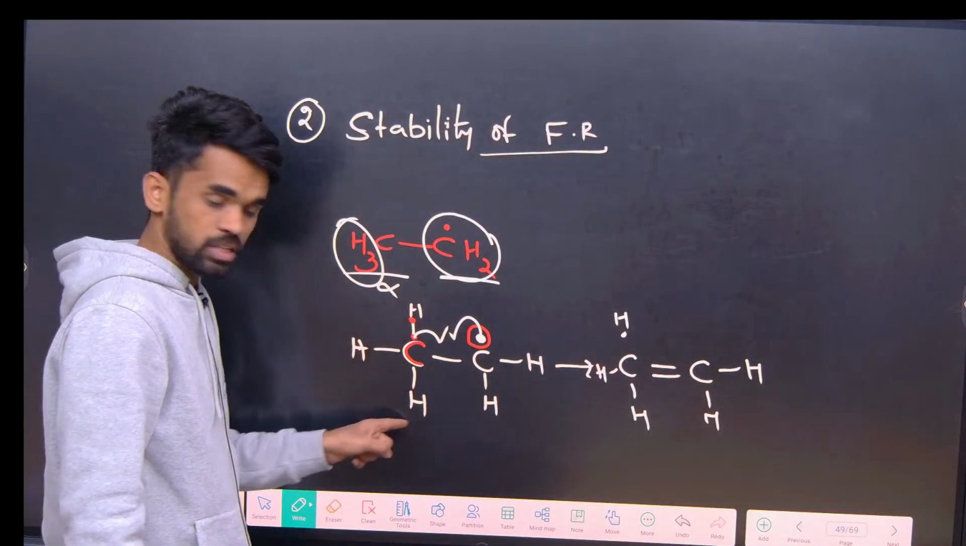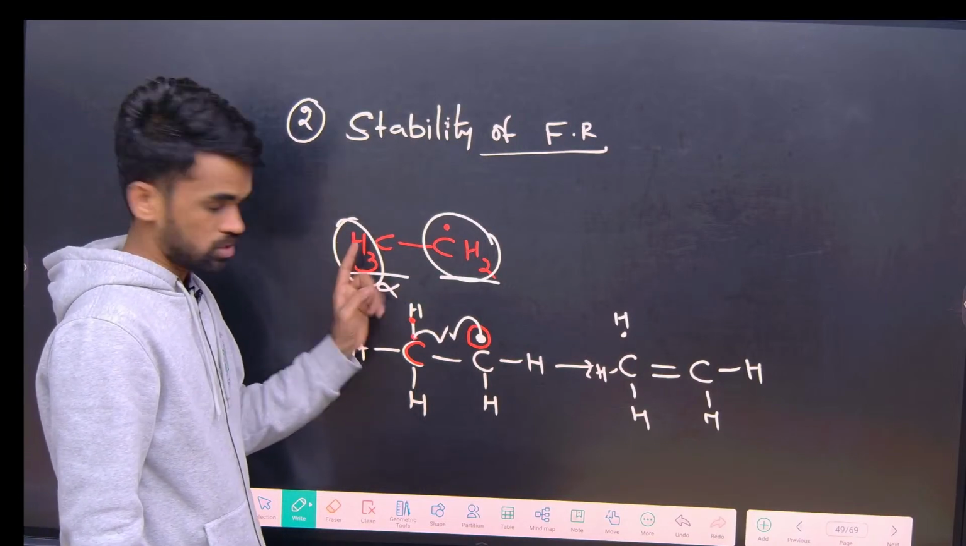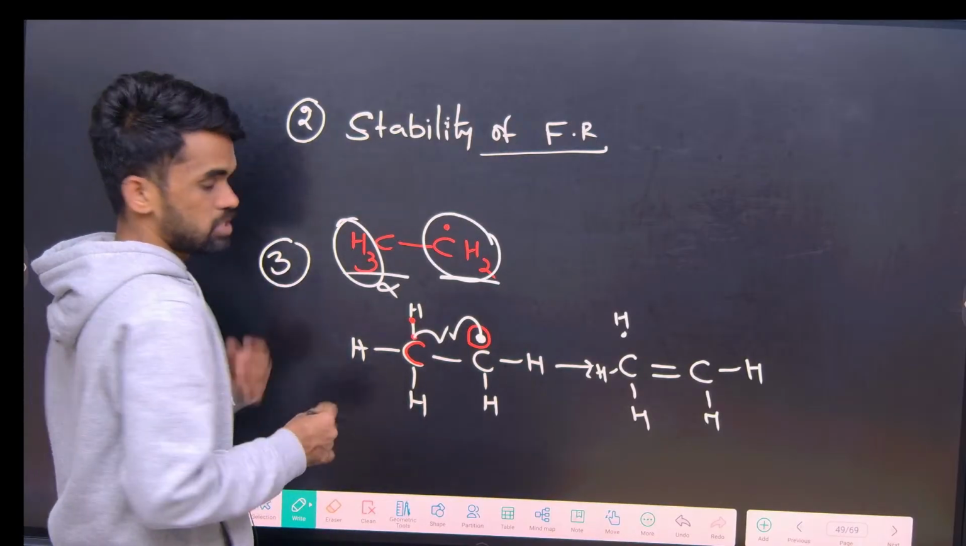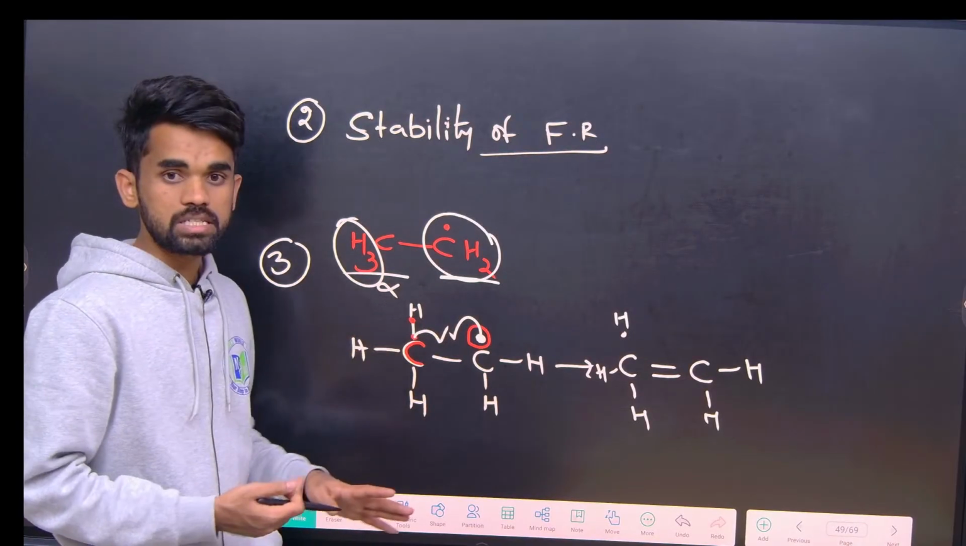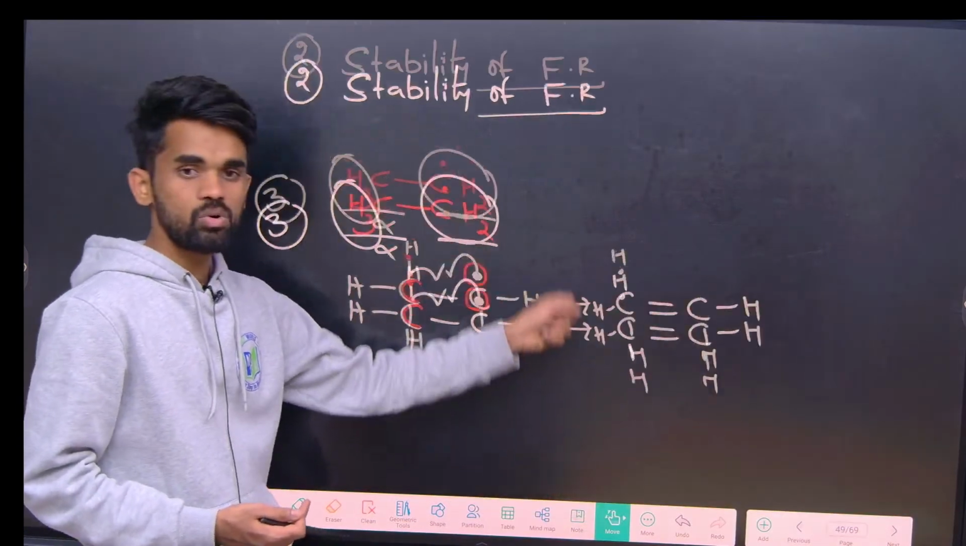1, 2, 3. How many alpha hydrogens are there with respect to this? 3 alpha hydrogens, so 3 hyperconjugations are possible. So 3 times it will be stabilized. I mean 3 resonating structures are possible. Likewise, the more the number of resonating structures, the more the stability.